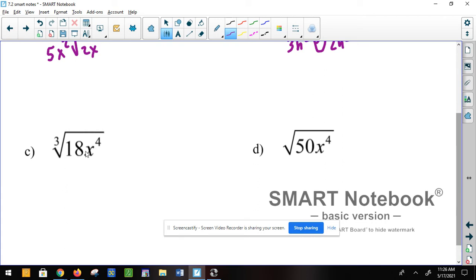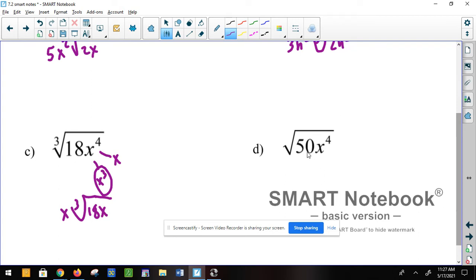X to the 4th, what's the biggest multiple of 3 less than or equal to 4? And it would be 3, right? So it's x cubed, and then x to the first, which is x, right? So this is the only thing that will come out. So you have x cube root of 18x would be your simplified version of cube root of 18x to the 4th.